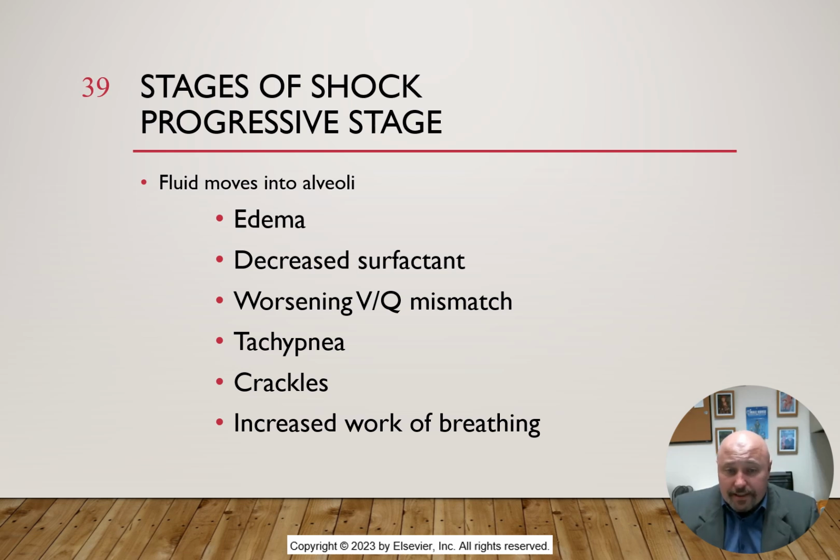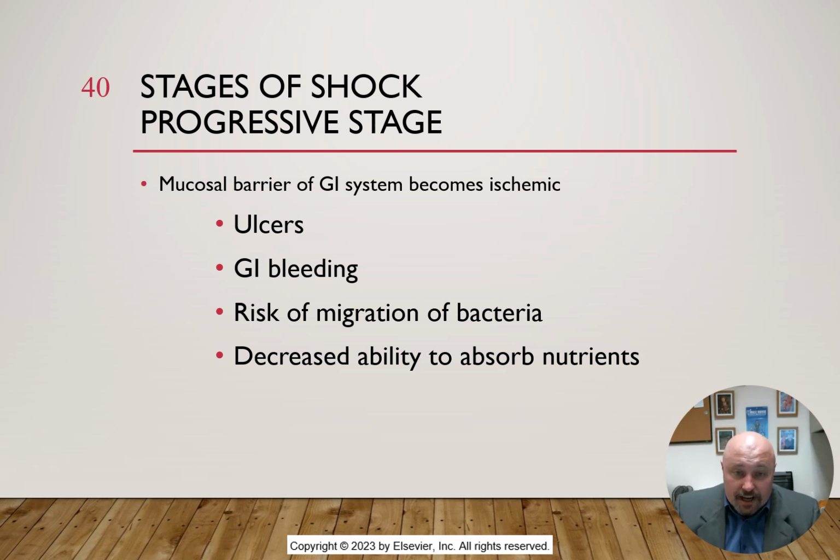As the fluid moves into the alveoli, we may also see edema, a decrease in surfactant, a worsening VQ mismatch, tachypnea, crackles, and an increased work of breathing. Within the GI system, the mucosal barrier begins to become ischemic, leading to ulcers, GI bleeding, risk of migration of bacteria, and a decreased ability to absorb nutrients.